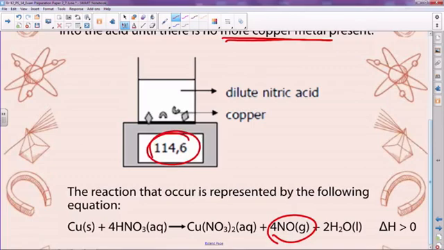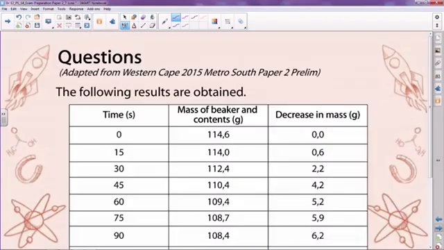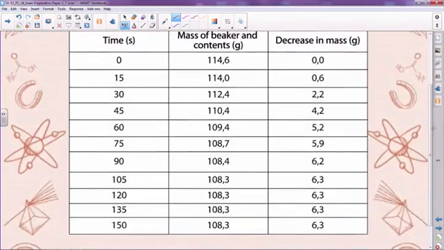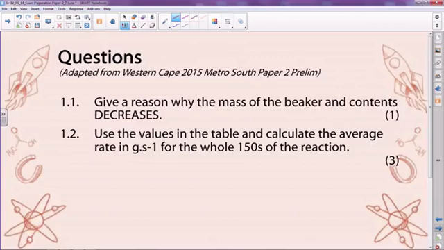Okay, so then it says to us that she gets a whole bunch of results. So here's our set of results, okay? So from 0 to 150 seconds, mass of the beakers, and then they give us the decrease in mass. They make it very easy for us. We like that. Okay, now we've got a couple of questions.